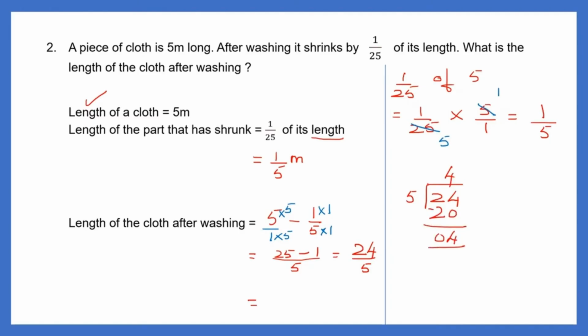Now we're going to get our mixed number. Quotient is 4, the remainder is 4, and the denominator that we use is 5. So the length of the cloth after washing is 4 4/5 meters. So this is our answer.